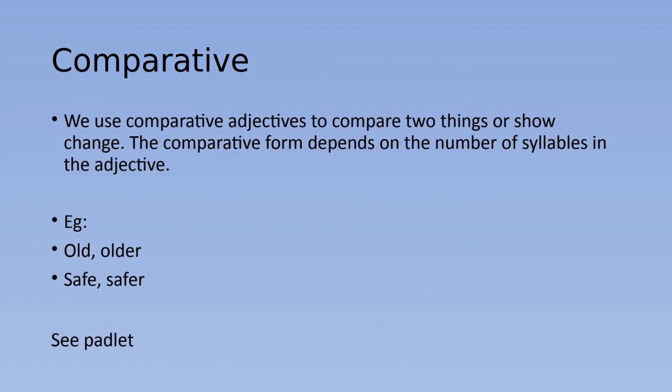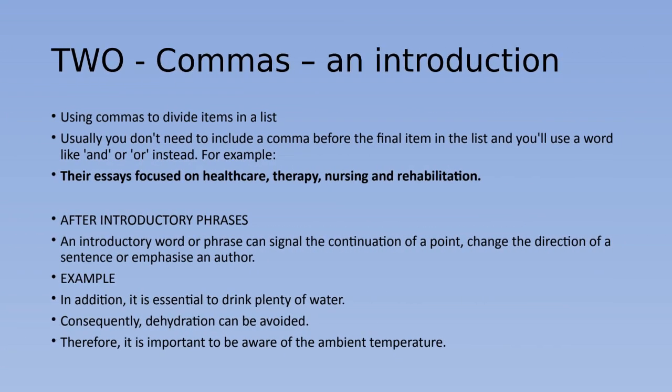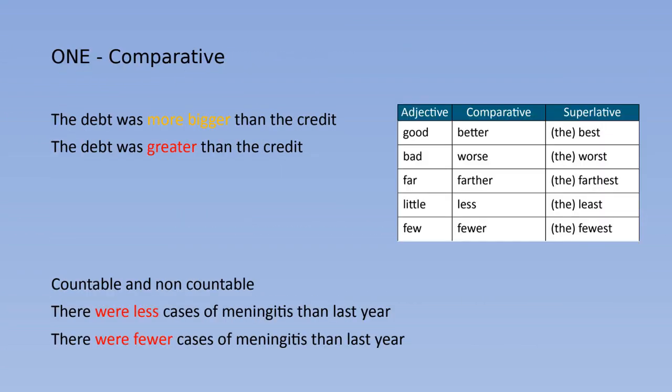We use comparative adjectives to compare two things or show change, and it depends on the number of syllables in the word. For example, old, then you've got the ER, older; safe, safer. I'll show you the Padlet afterwards. Sorry, it keeps jumping. Yeah, so there you are.